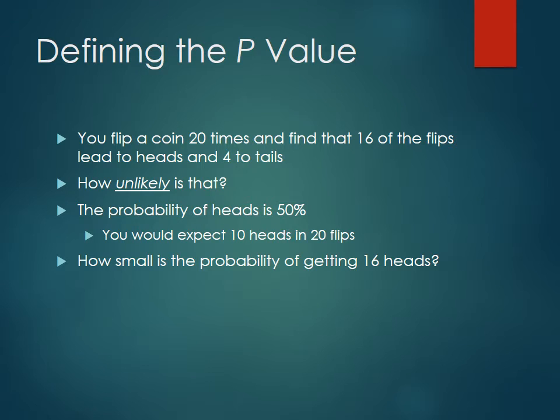Now if I were to flip a coin 20 times and I were to find that I got 16 heads and 4 tails, how unlikely is that, right? What are the chances that I would end up getting 16 heads and 4 tails, knowing that the average should be 50-50? This is what the p-value is going to help us determine.